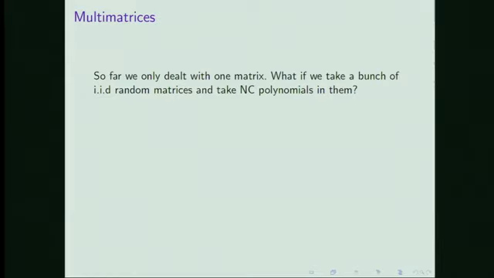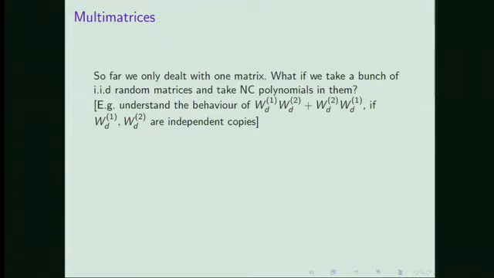What happens if we take a bunch of IID matrices and we take a non-commutative polynomial in them? Just as an example, let's say that for some reason I would like to understand what happens. So I pick two copies of a Wishart, and I would like to understand what happens to W1 W2 plus W2 W1, or anything like that. So it's just a theoretical problem at this point.